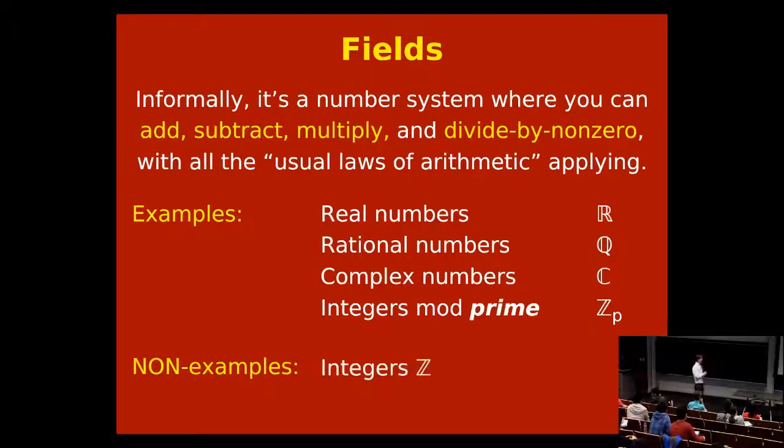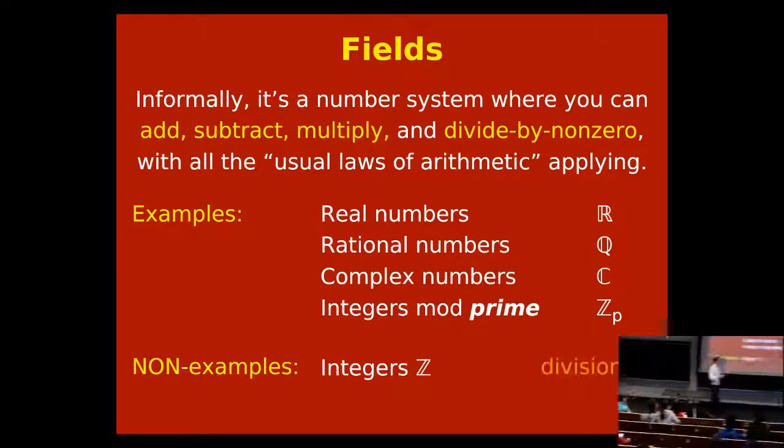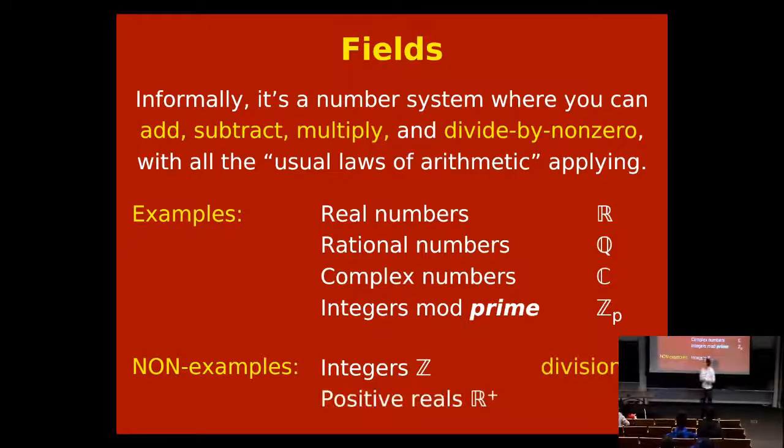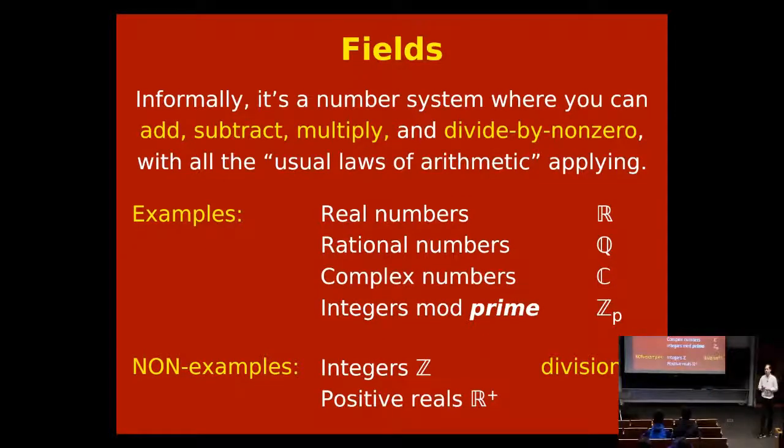Here are some examples of number systems that look like they could maybe be a field but aren't. So the integers, what is the problem with the integers? Yeah, you can't divide. Sometimes you can divide and get lucky, like 6 divided by 3 is 2, but if you try to do 3 divided by 6, then you do not stay inside the integers. And how about the positive reals? Yeah, of course, there you have a problem with subtraction. Everything else is good, but if you subtract 2 positive reals, you might not get a positive real.